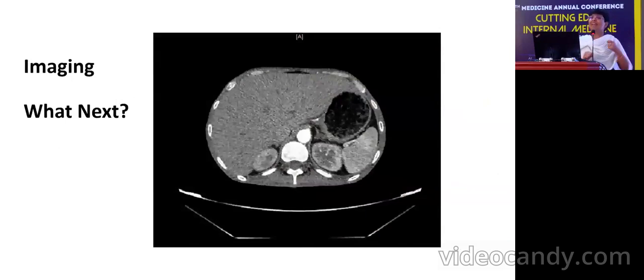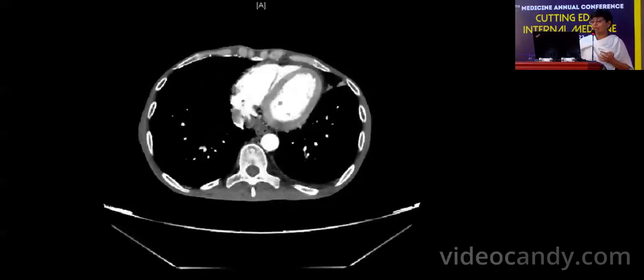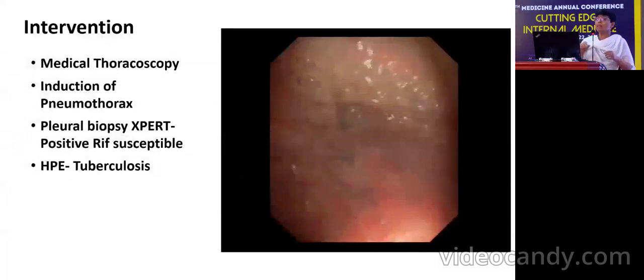Ultrasound said it is very thin actually, and pleural thickening is also not there. So CT guided biopsy was asked of the radiologist, but they said pleural thickening is not there and the fluid is very small, so they won't be able to do it. And then what we did is a medical thoracoscopy.